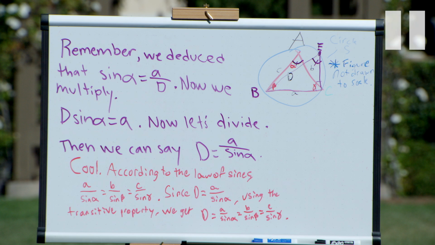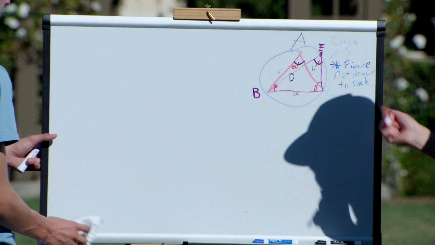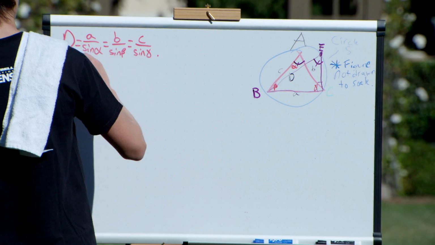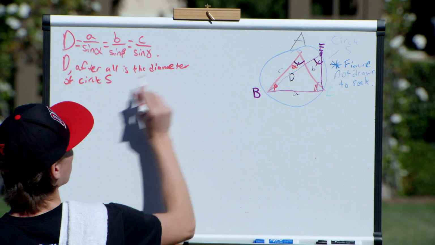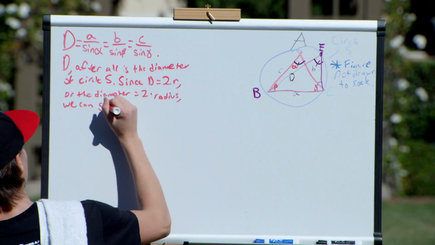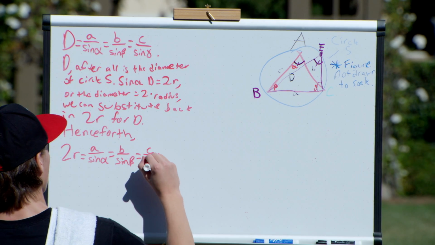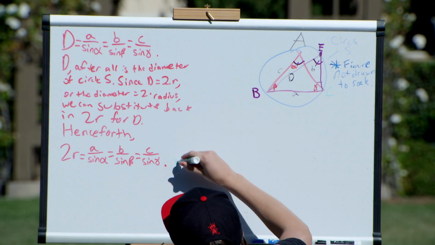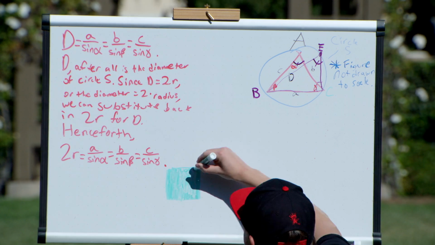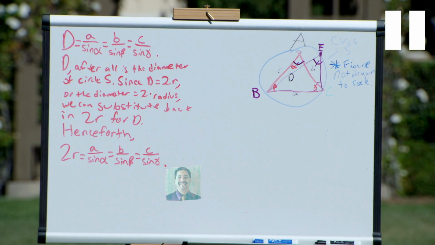Since D is equal to a over sine of alpha, we can use the transitive property to set D equal to the entire law of sines. We know that the diameter is equal to 2 times the radius, meaning that D is equal to 2r. So now we can substitute 2r back into our equation to get the extended law of sines. 2r is equal to a over sine alpha is equal to b over sine beta is equal to c over sine gamma. And of course, no proof is complete without its box.